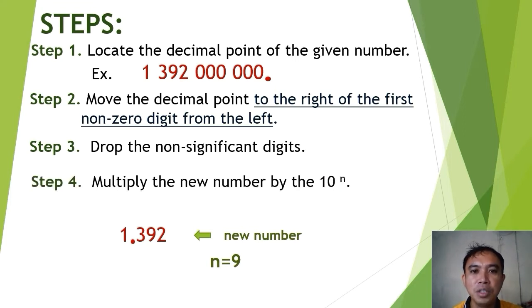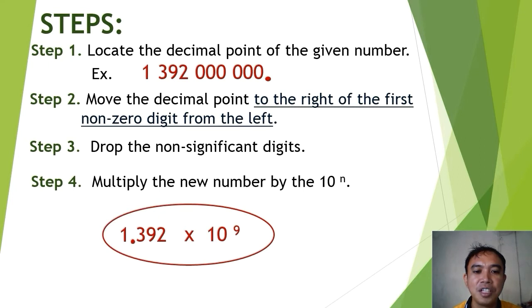The last step, step 4, multiply this new number by 10 to the power of n. So 1.392, we write times 10 to the power of n. Now, since our n is 9, because we moved our decimal point 9 times, we can replace our n by 9. So this is now your answer written in scientific notation. Final answer would be 1.392 times 10 to the power of 9 meters. Now, if there's a unit indicated, do not forget to write the unit.